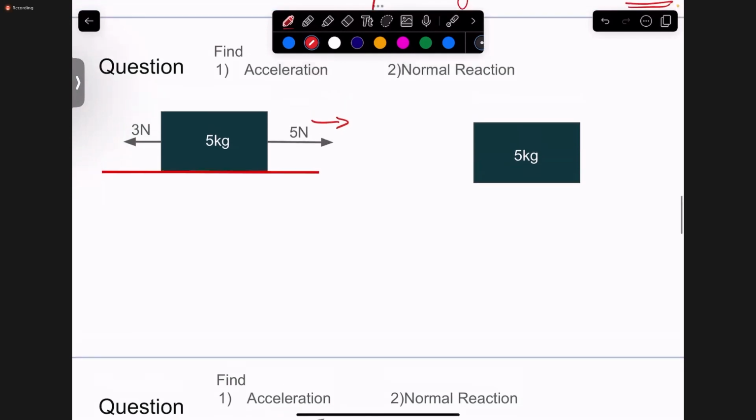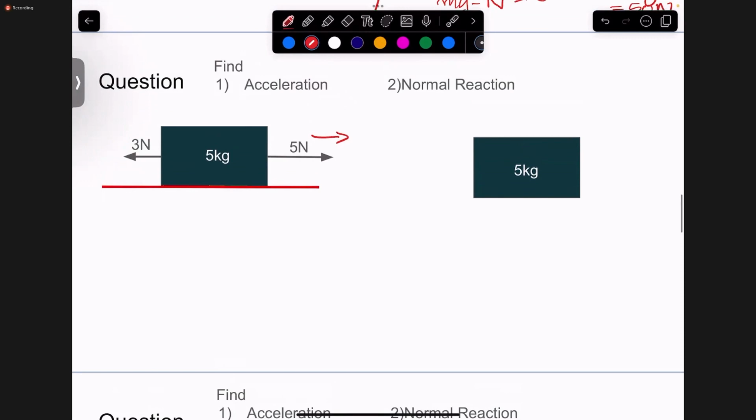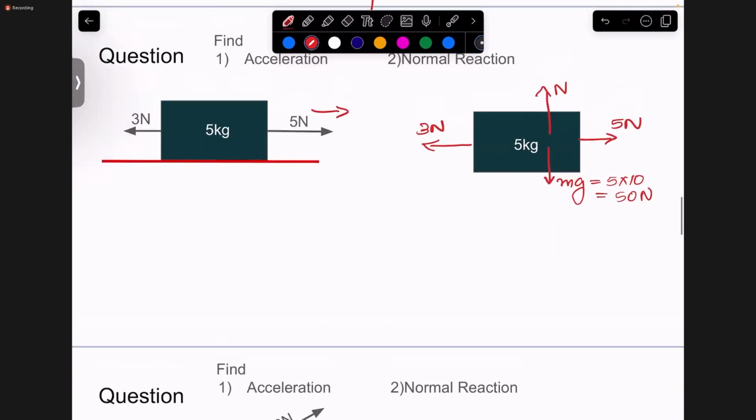Anyway, first we will draw a free body diagram. So what is the free body diagram here? First, this 5 Newton is acting towards the right. Then 3 Newton is acting towards the left. Then there is this mg acting downwards, which is equal to 5 times 10, where 10 is the gravity we are taking. So that is equal to 50 Newton. Then there is this normal force. Now we will equate it to find acceleration.